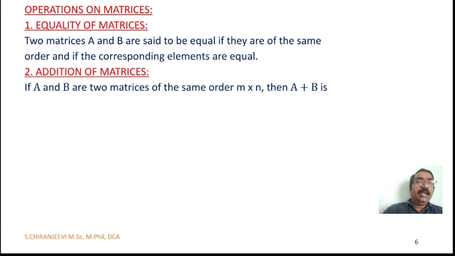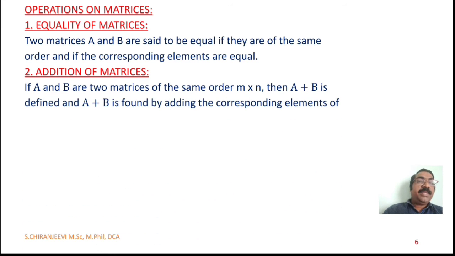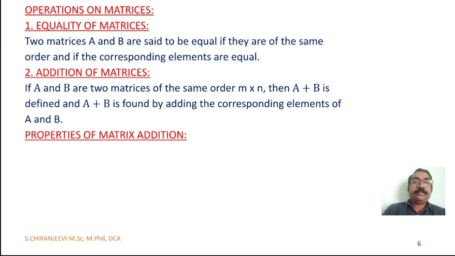Addition of matrices. If capital A and capital B are two matrices of the order m cross n, then A plus B is defined as A plus B is found by adding the corresponding elements of A and B. See here, also in addition of matrices, we need to have the orders the same for A and B.